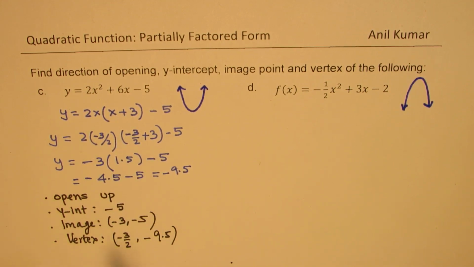Is that clear to you? Times 2, right? So it's not that difficult. Once you do it a couple of times, it'll be simpler. So that is how you can get all these values. Now, the last example for you.